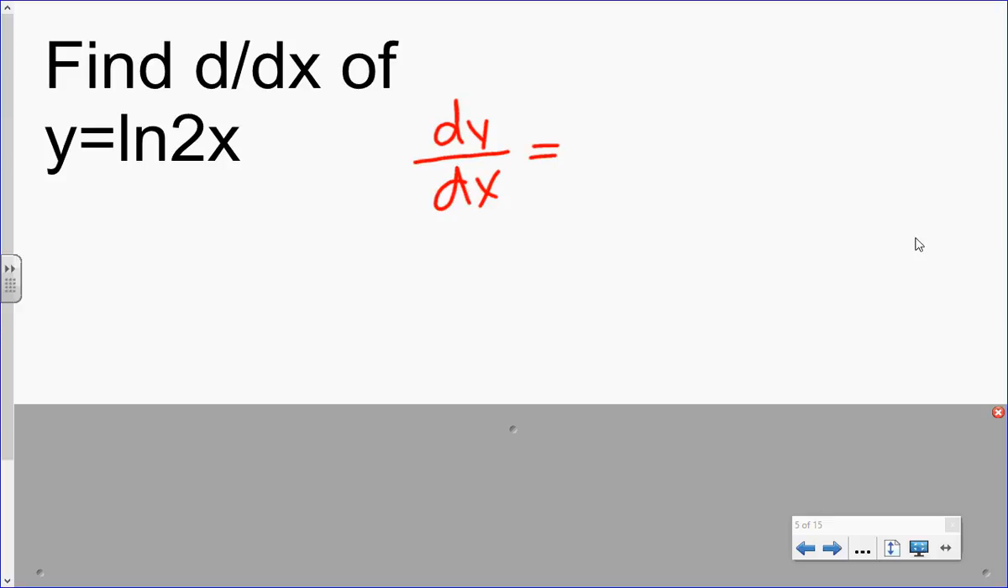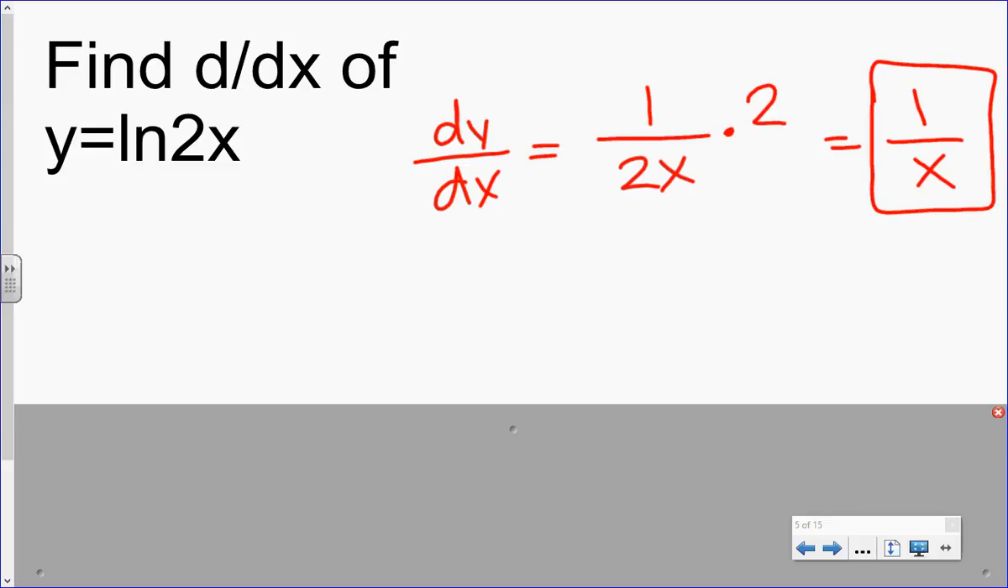Okay. Since it's not just natural log of x, we can't just write 1 over x. We have something inside of our natural log. So the derivative of natural log is 1 over what is inside. So in this case, 1 over 2x. But then we need to apply the chain rule, so what would we need to multiply by? So it comes out to be just 1 over x. So get another one.